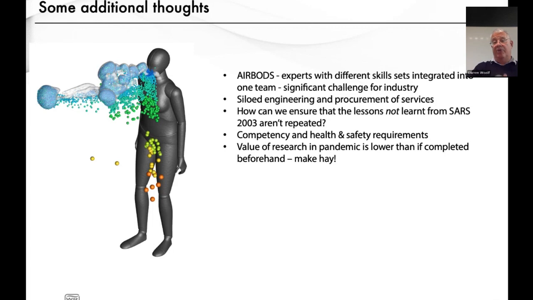And we also know that we should be learning from what we've done as we move forward. I've talked a bit about competency, how we make sure we can be competent, because there are some real challenges on the health and safety side when it comes to a pandemic. And then the value of research in a pandemic is lower than if completed beforehand. So we talked in the pandemic about flattening the curve. Well, can we flatten the curve on effort and funding so that we can actually do a lot more work so it's ready for when there's the next pandemic? So that's about making hay.